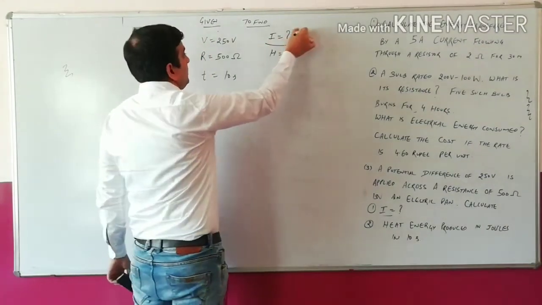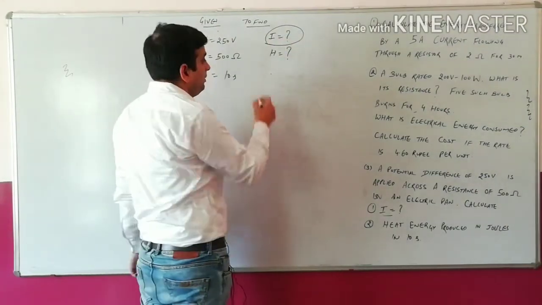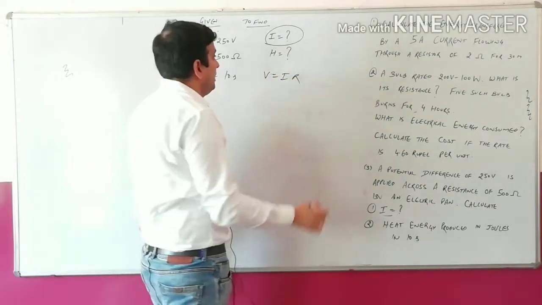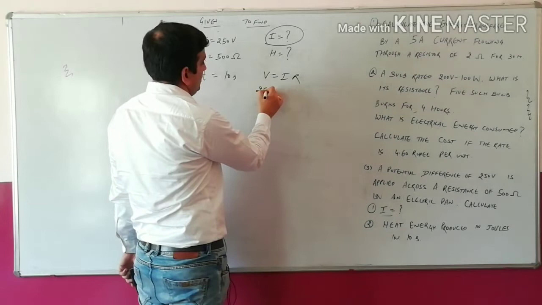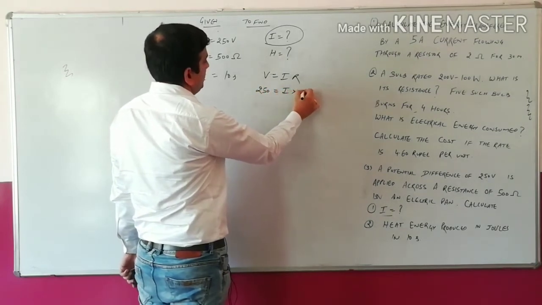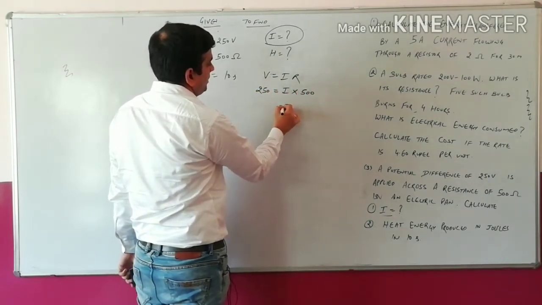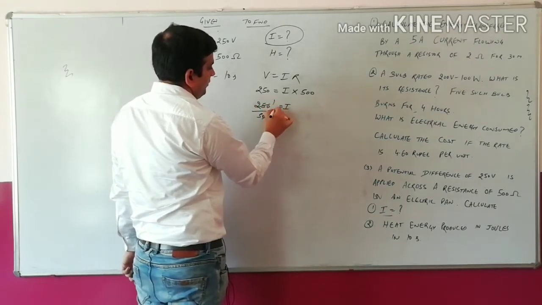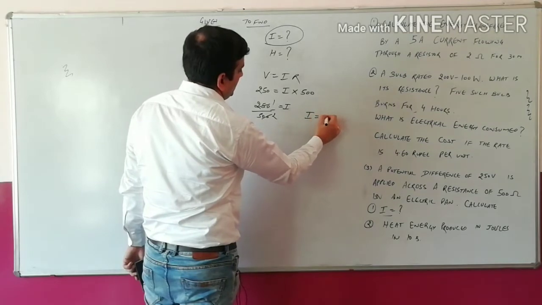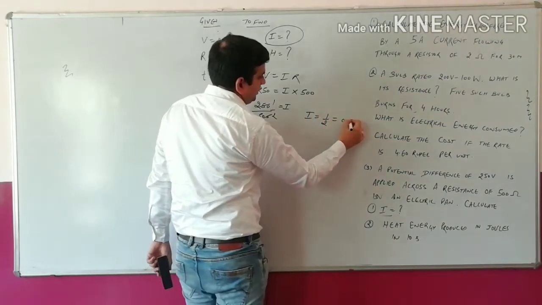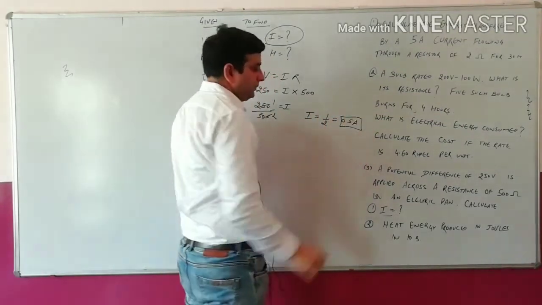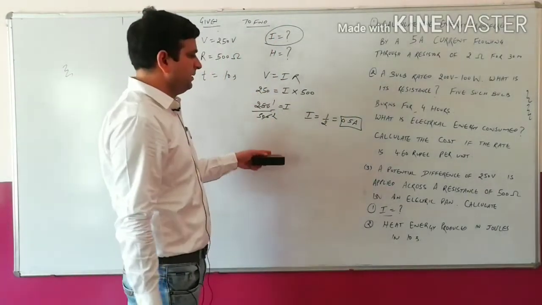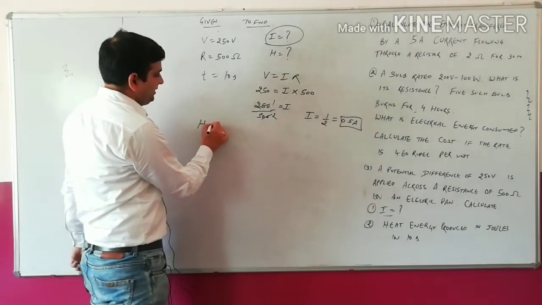So first we have to calculate the I, simplest of all, by using Ohm's law, V is equal to IR. What is V? 250. I we have to calculate, resistance is 500. So 250 divided by 500, 1 by 2. So I is 1 by 2 or 0.5 ampere.